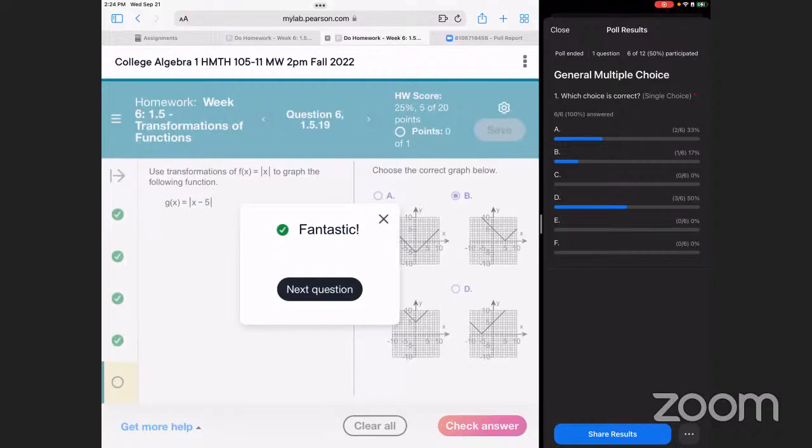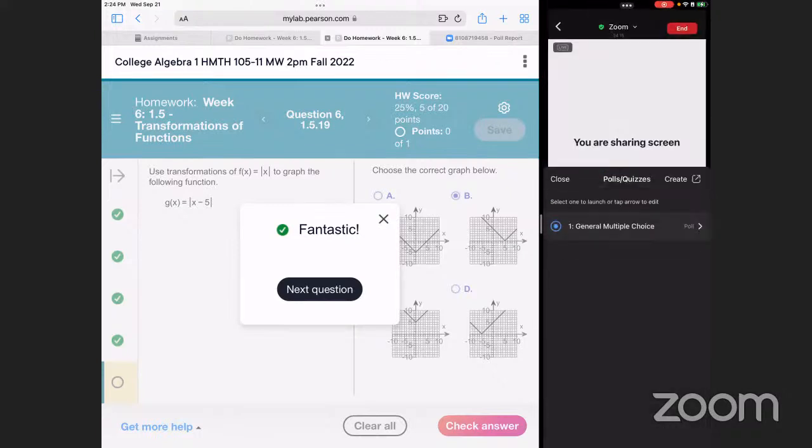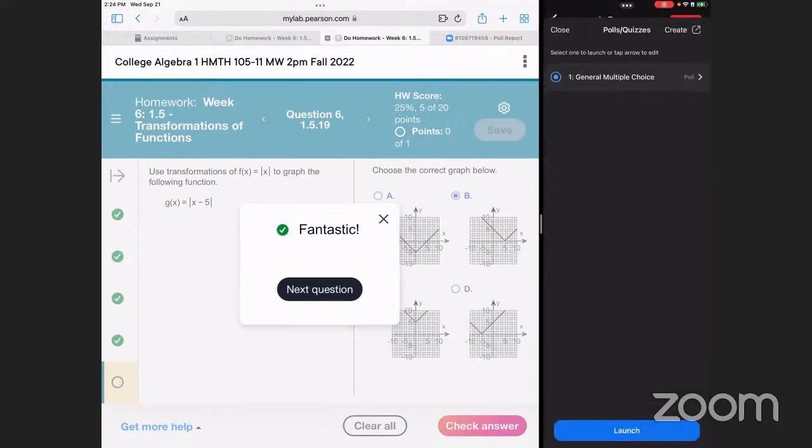All right, so we got one that got it right? I was trying to give hints, and you can change your results, right? You don't have to stay locked into one until I end it. Let's do another one, right?